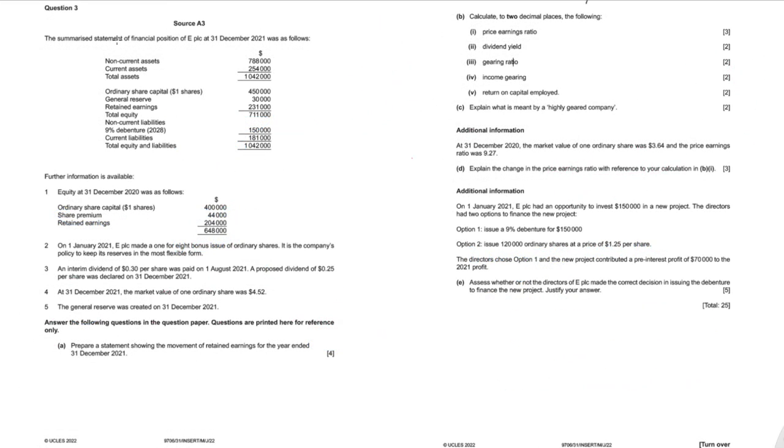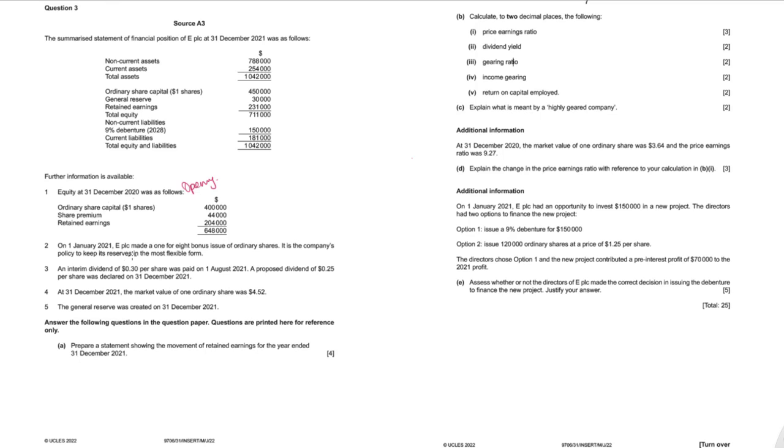Question number 3. Your summarized statement of financial position of EPLC is given. Further information is also given. Equity at 31st December 2020, which is opening. Opening details of equity are given: ordinary share capital, share premium, retained earnings. Okay. On 1st Jan 2021, EPLC made a 1-for-8 bonus issue.